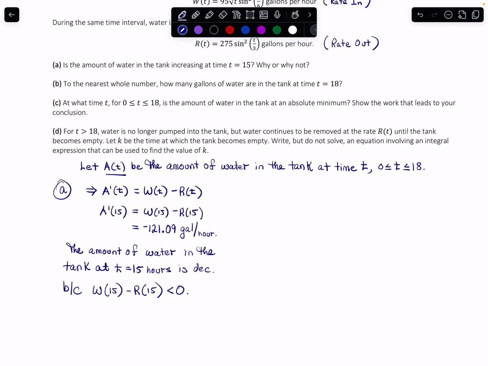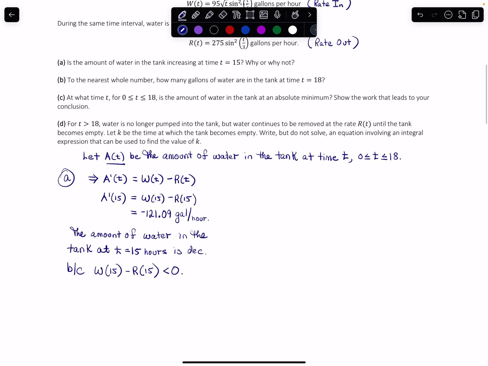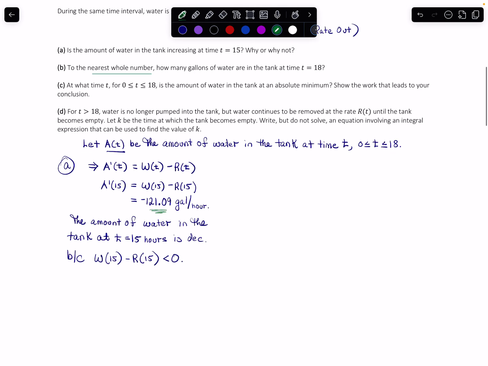Okay, part B, to the nearest whole number, how many gallons of water are in the tank at time T equal 18? Notice they did kind of specify here, give me your answer to the nearest whole number. That's important, then I should give my answer to the nearest whole number. Here, I'm not too concerned about chopping my decimal places or where to round to particularly. So, okay, check this out. You have to think about this.